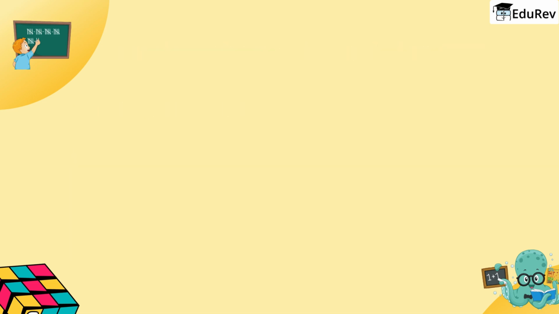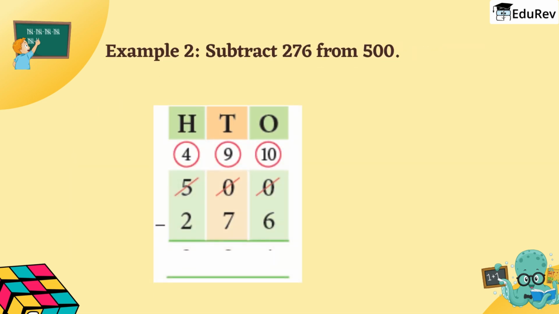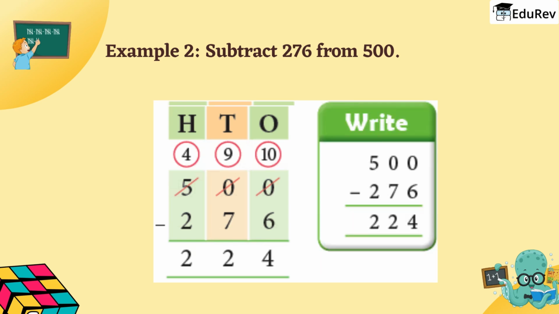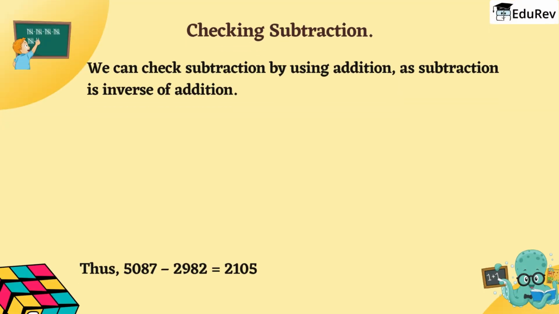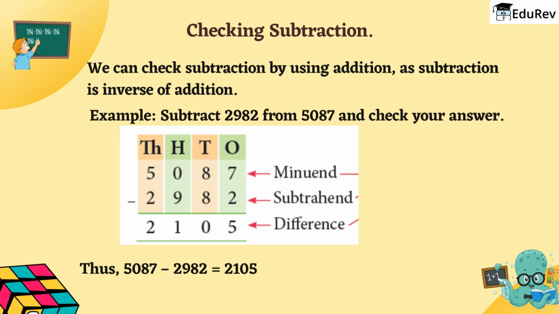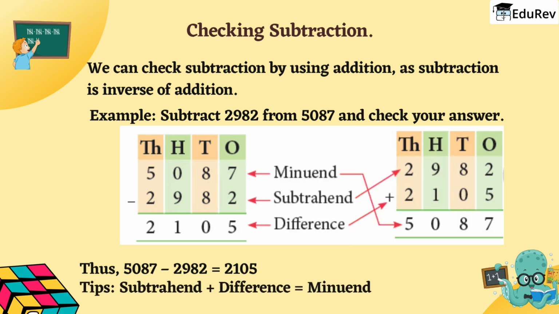Now, let's look at an example of subtracting 276 from 500. We do this by laying it out and performing the subtraction step by step. We find that 500 minus 276 equals 224. We can also check subtraction by using addition since subtraction is the inverse of addition. For example, if we subtract 2,982 from 5,087, we can check by adding the difference to the subtrahend to see if we get back to the minuend.